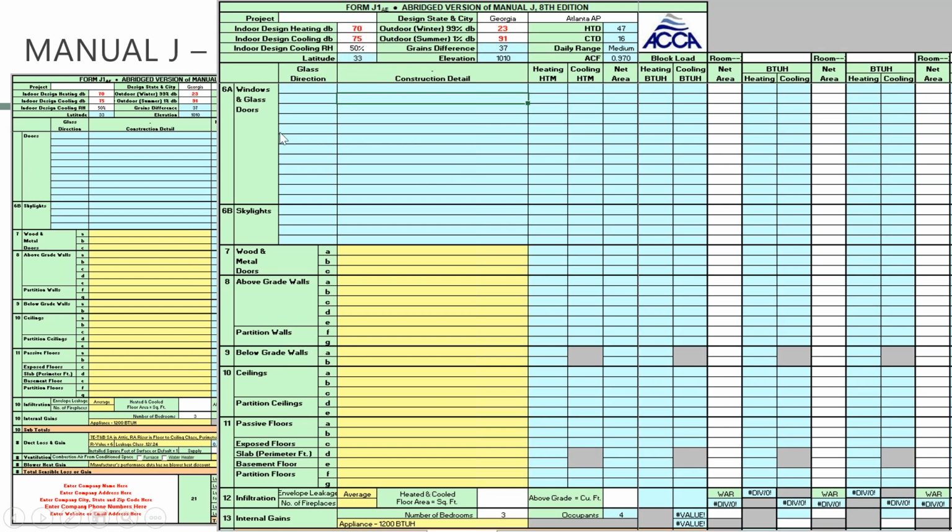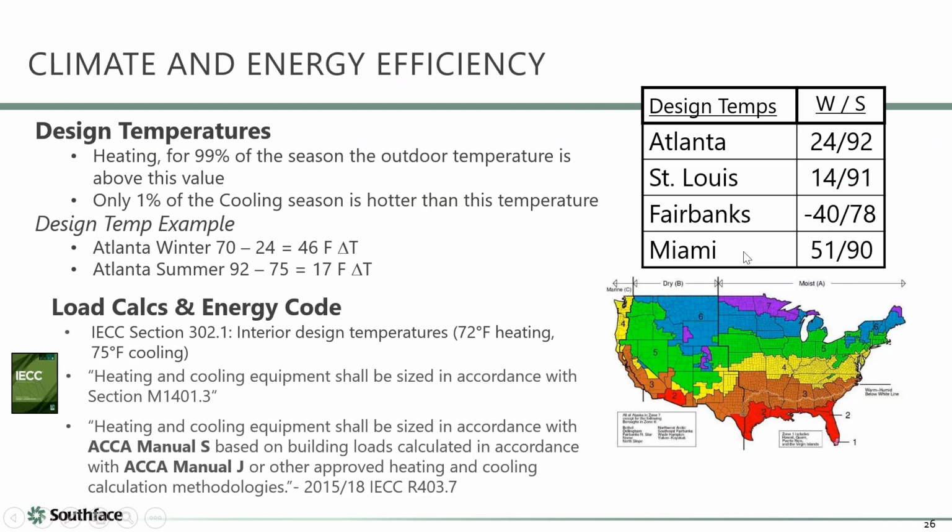And then you're going to put in, essentially, you're going to describe your envelope, and we'll see this when we demo the software. So you've got windows and walls and doors and ceilings and floors and infiltration and internal gains and all that stuff. So talking about things in a little more detail, the definition of design temperature is statistical weather data, and it says if we monitor the outdoor temperature every hour of the summer, for example, in Atlanta, it only gets hotter than 92 or 91, depending on whose version you're talking about, 1% of the hours.